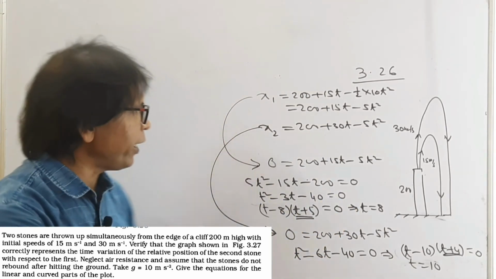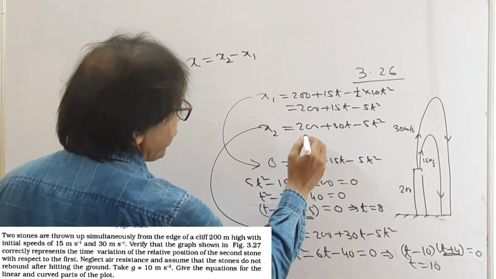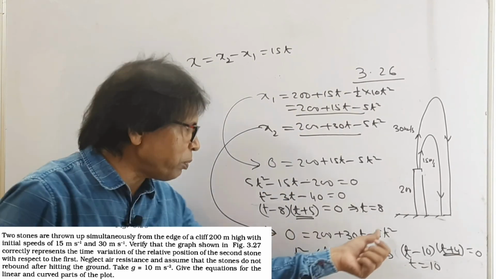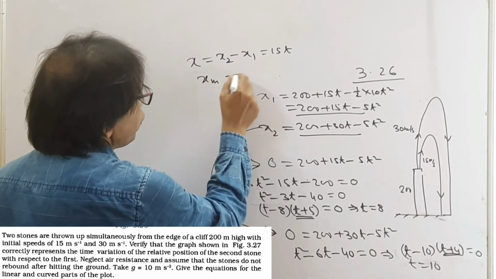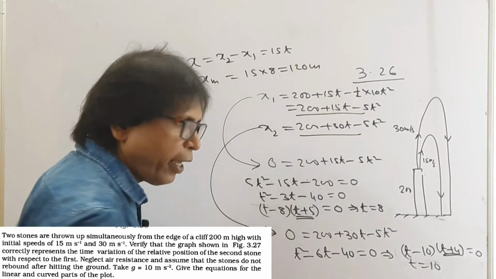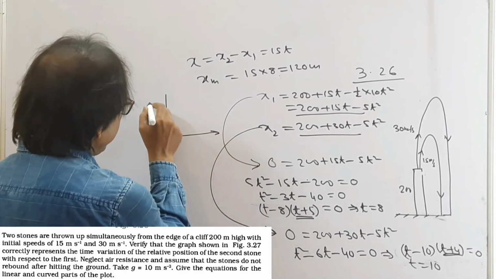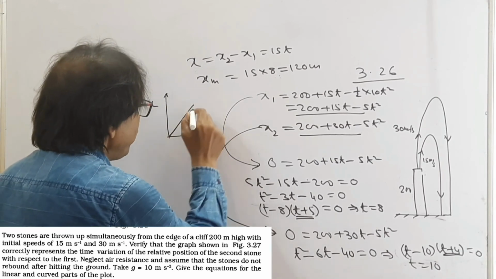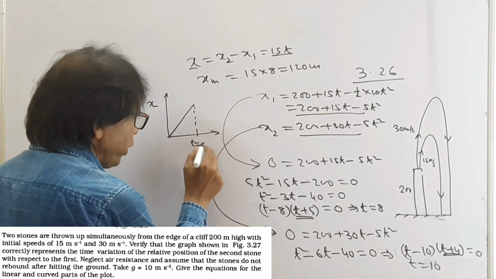So in the first 8 seconds, their relative position x equals x2 minus x1. So look at this minus this. So this is 15t. And the maximum separation becomes at t equal to 8 seconds, that is x max. This is equal to 15 into 8. So this is 120 meter. Okay. So look at this. In the first 8 seconds, the path becomes a straight line path. The relative separation x is equal to x2 minus x1. So this is the straight line path. Look at this, x equals 15 into t. This is t equal to 8 seconds.